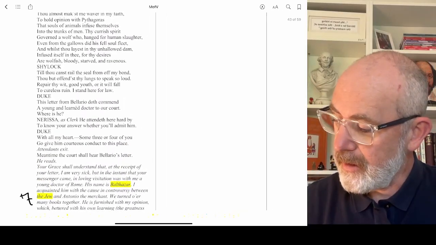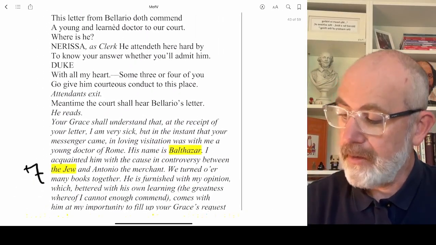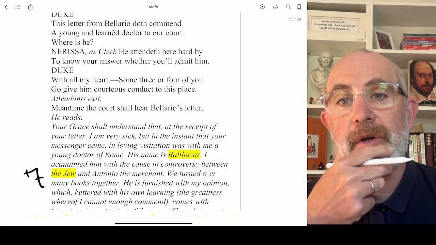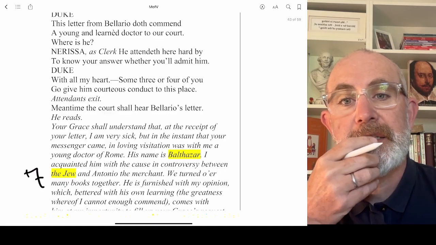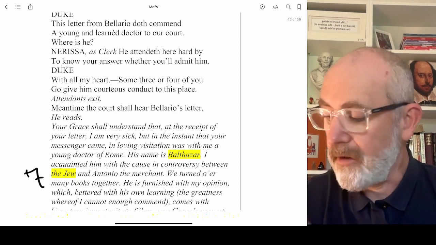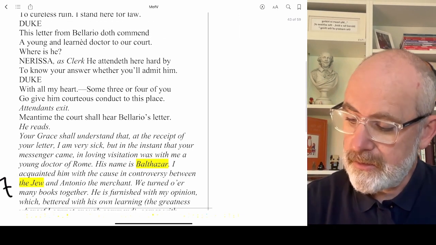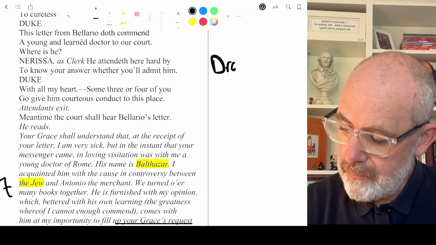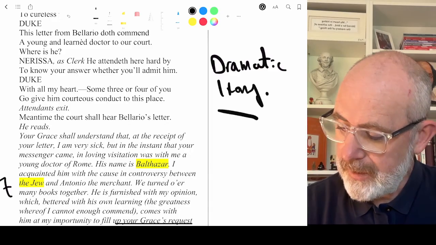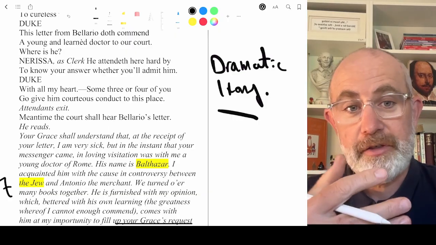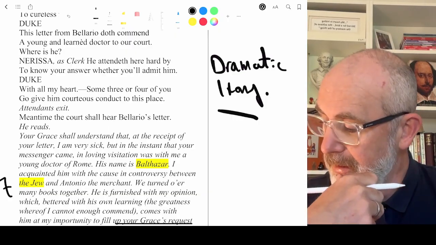That interchange goes on. And the Duke then, having read the letter, says, "This letter from Bellario doth commend a young and learned doctor to our court. Where is he?" Nerissa, as clerk: "He attendeth here hard by to know your answer, whether you'll admit him." Well, we know, through dramatic irony, that this supposed male law student is in fact Portia in disguise. Dramatic irony, of course, is when we know something and the characters in the play don't, and that creates tension and anticipation.